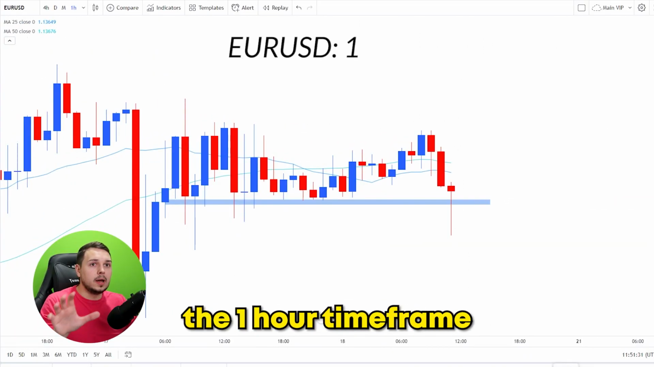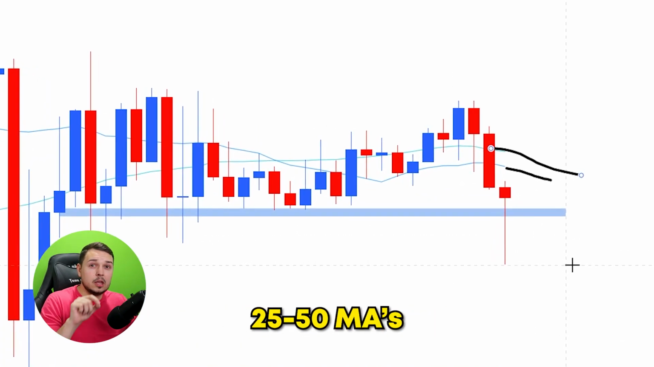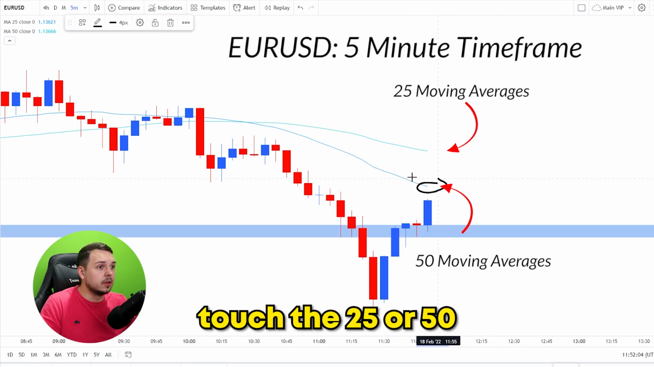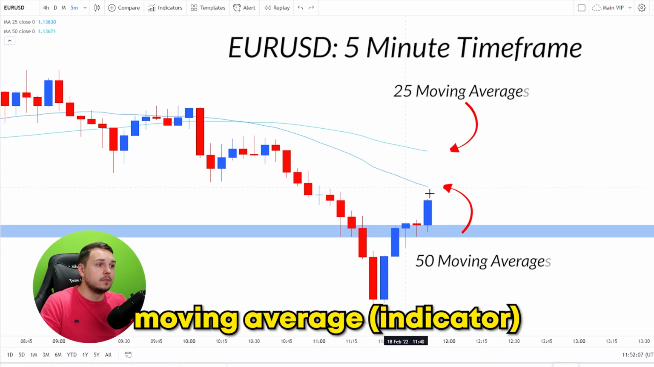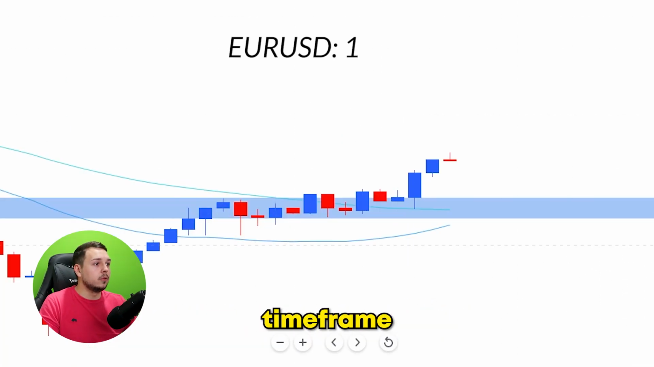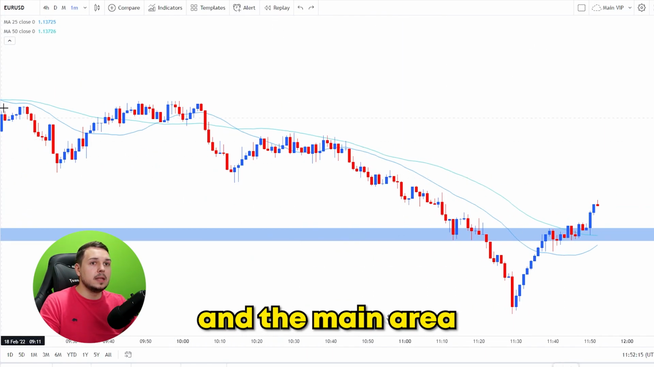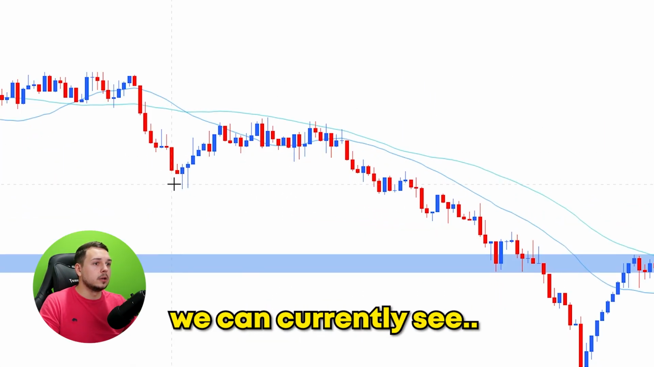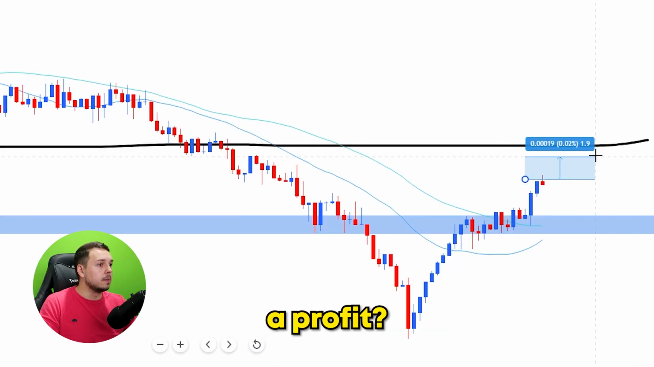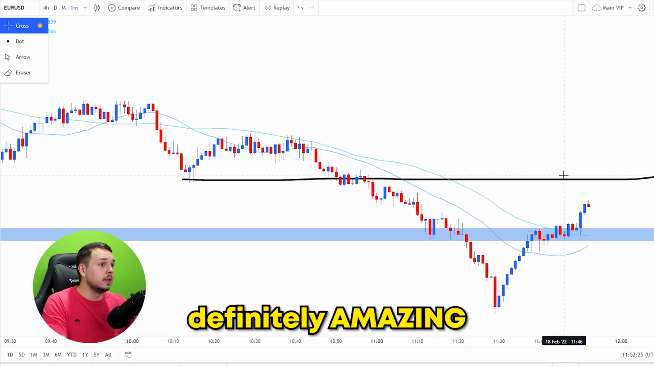So as I said, the 1 hourly time frame does look like it's gonna pull back towards these 25 and 50 moving averages. But before it does that, it's probably gonna touch the 25 or 50 moving average on the 5 minute time frame, which is what we want. As I said, the 1 minute time frame has already broken these averages, which is amazing. And the main area of support we can currently see is around this area zone. So can we make a profit around 3 to 4 pips profit? That would be definitely amazing.